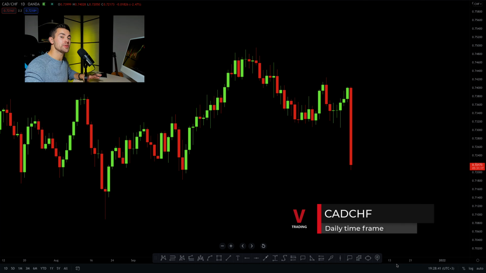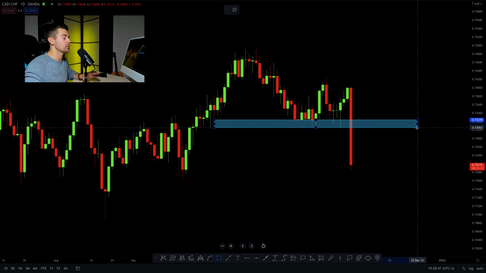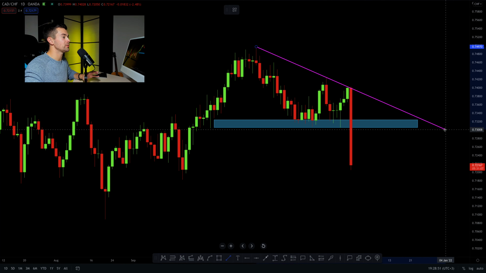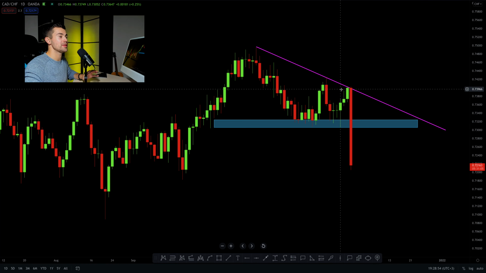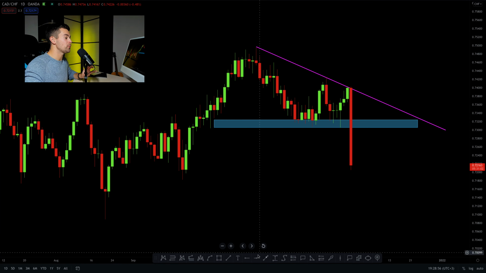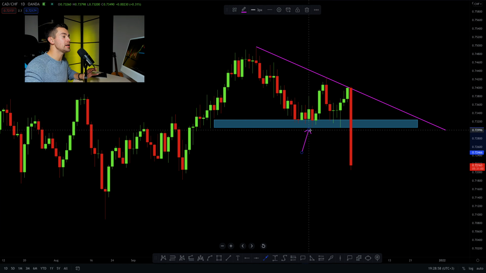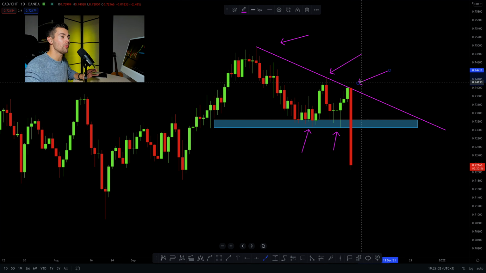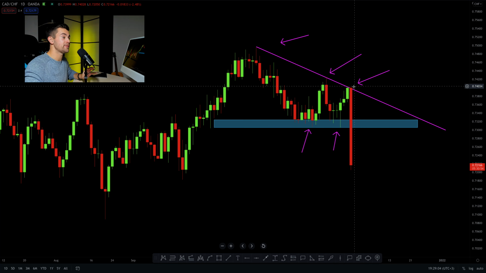Here on Cat Swiss pair, I see a very cute descending triangle formation. Look, first of all, here's our horizontal structure support. And then here goes our trend line, falling trend line matching the low highs. So first of all, we have two equal lows right here. Yes, and we have three low highs. So this pattern is valid for us.